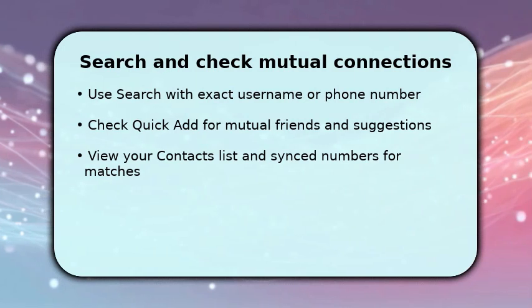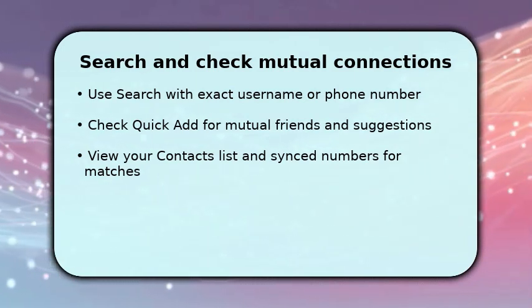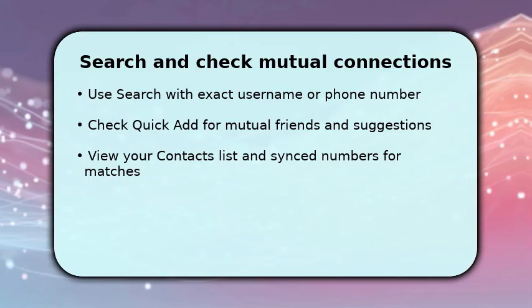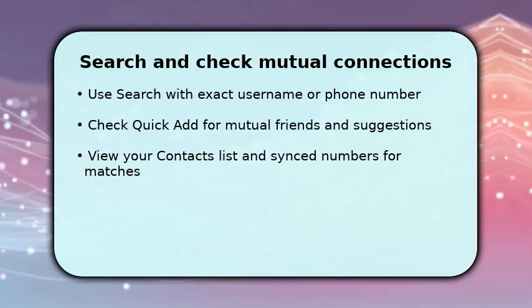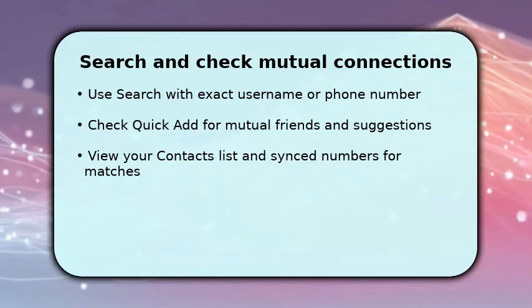You should type the exact username into search first. Snapchat prioritizes exact matches, and this often reveals removed friends. If that fails, enter their phone number in search or check your sync contacts for linked Snapchat accounts.